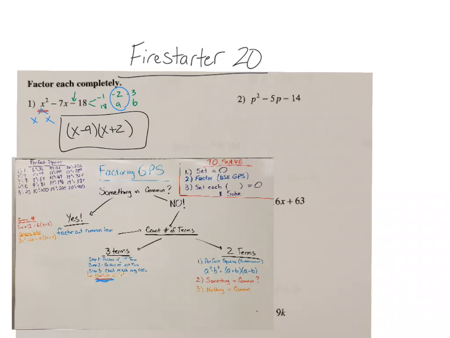Right? 2, same exact concept. How do I get p squared? P and p. That's step 1. You have to show step 1. How do I get negative 14? Negative 1 and 14, negative 2 and 7. 7 and negative 2 adds up to be 5. I want negative 5, so I'm going to switch it to p plus 2, p minus 7. Done. That's the entire problem. Right?